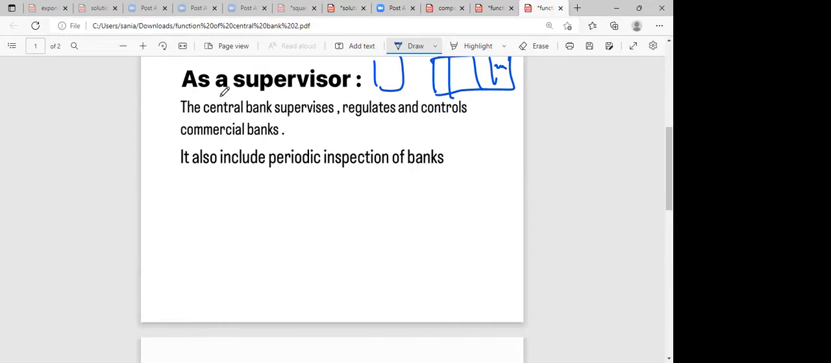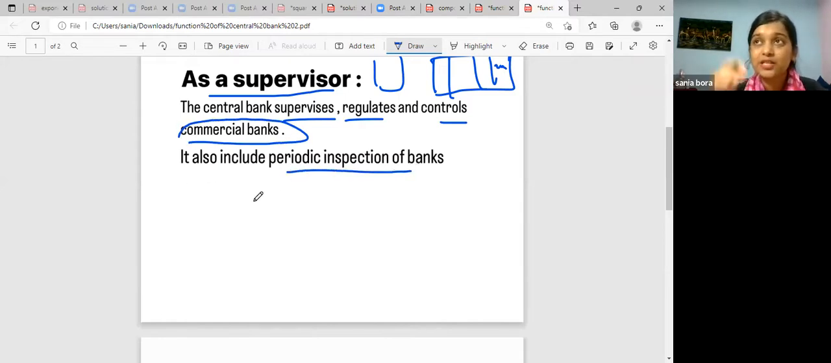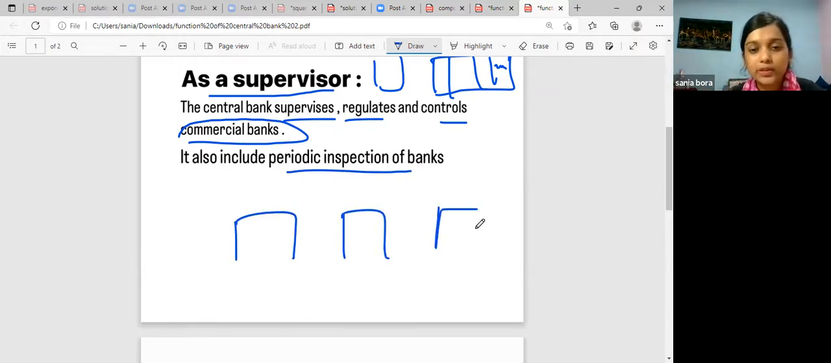Yes, ma'am. Now, as a supervisor, who is a supervisor? For example, this is my school. I'll be regulating everyone: whether our teachers are coming on time, students are coming on time, and completing their assignments. I'll be supervising it, right? So the central bank acts as a supervisor as well. The central bank supervises, regulates and controls commercial banks. It also includes periodic inspection. Inspection is basically like, for example, today I randomly visit a commercial bank and check whether everything is taking place in a good way or not. That is inspection.